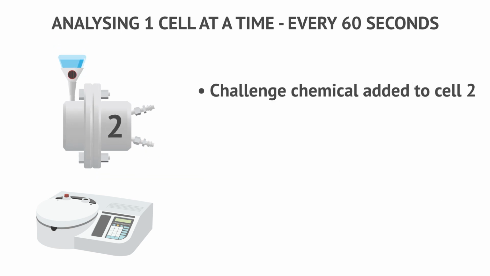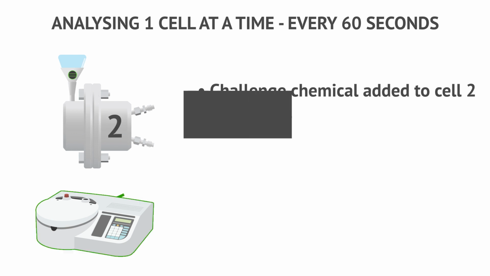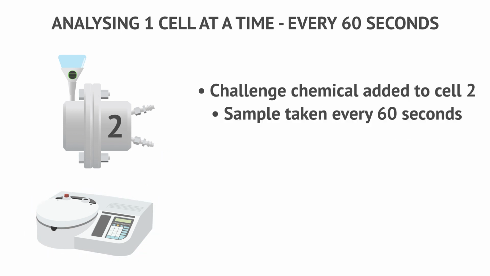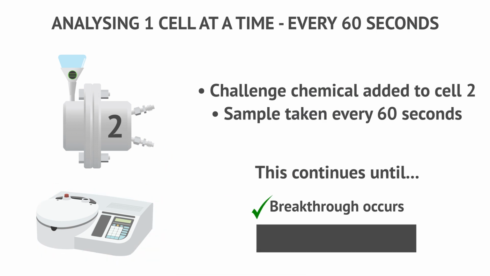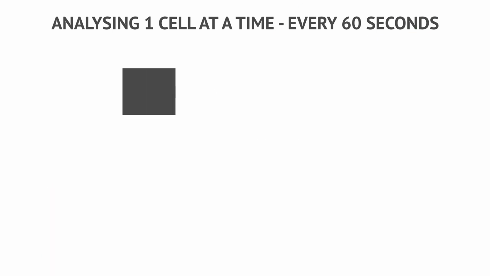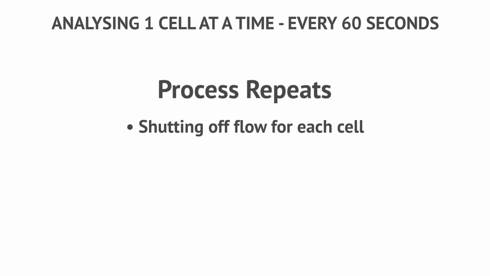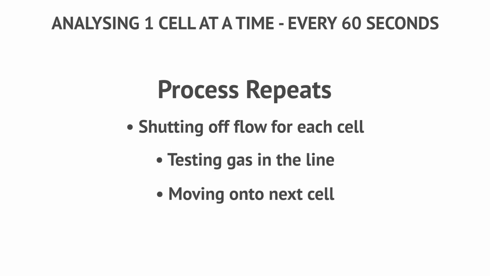Once the system confirms that the gas is clean and back to a stable base level, it moves on to cell 2, introducing the challenge chemical and taking samples every 60 seconds. Again, continuing until either breakthrough occurs or the time has finished. The process repeats with the system shutting off the flow from each cell, testing the gas line, and then moving on to the next cell.